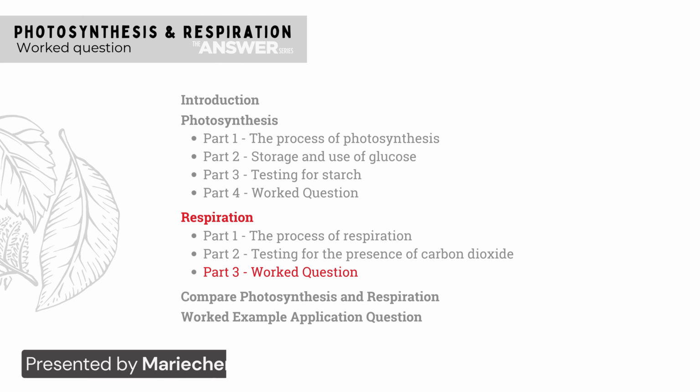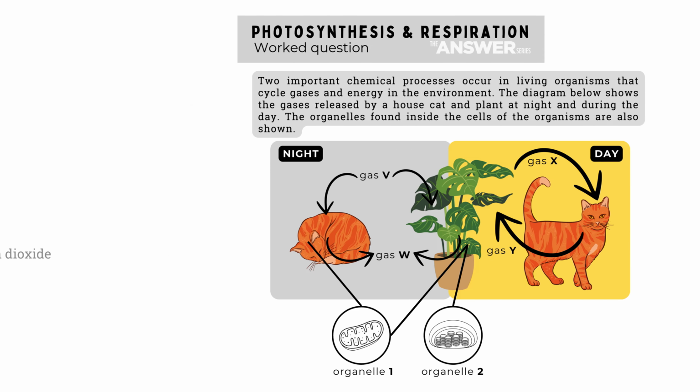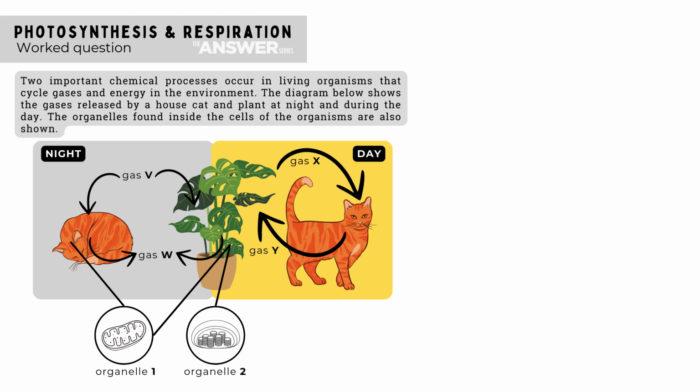In this video we will look at a worked question on photosynthesis and respiration, now that you have studied both of these chemical processes in detail. So let's look at this typical exam question. Two important chemical processes occur in living organisms that cycle gases and energy in the environment. The diagram below shows the gases released by a house cat and a plant at night and during the day. The organelles found inside the cells of the organisms are also shown.